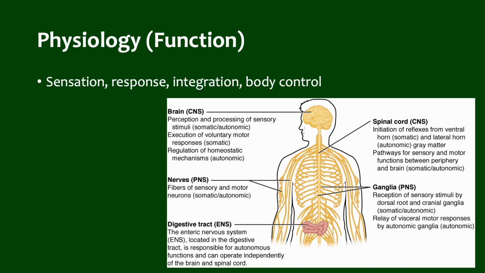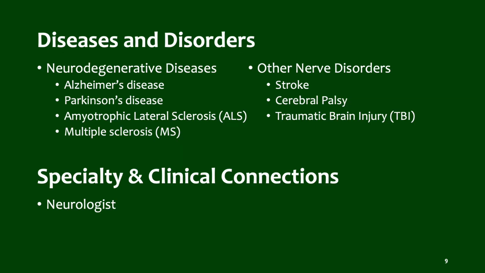All right, so now the text goes into a pretty good explanation on the physiology of our nervous system. So make sure to go through them carefully, understand what they mean by sensation, response, integration, and body control. And try and really think about your own nervous system when you do that. And I mentioned the physiology of the brain earlier, so make sure you get that as well.